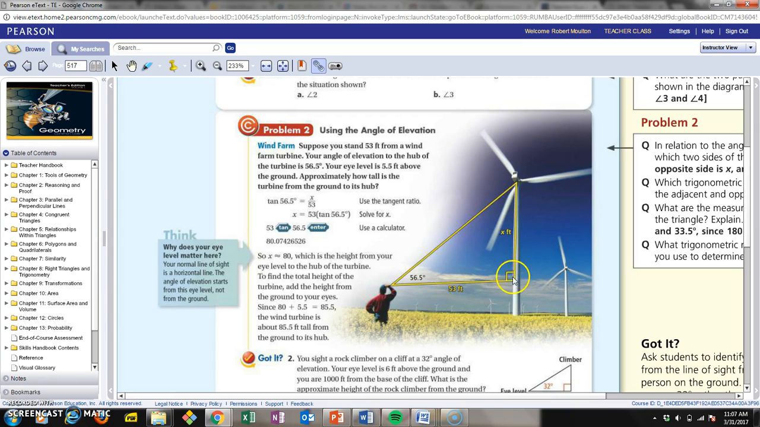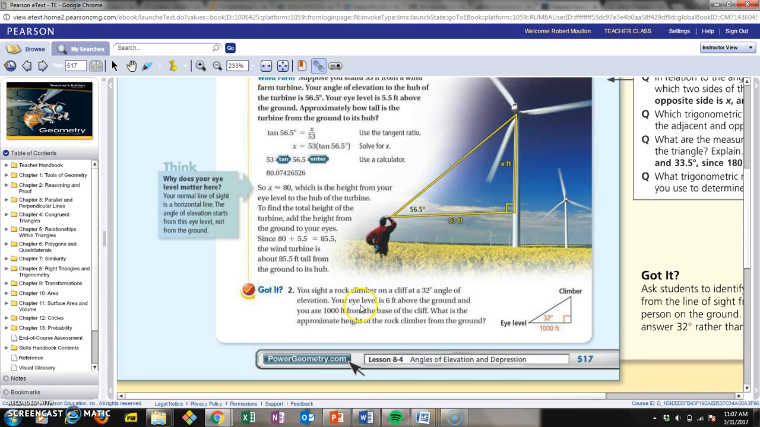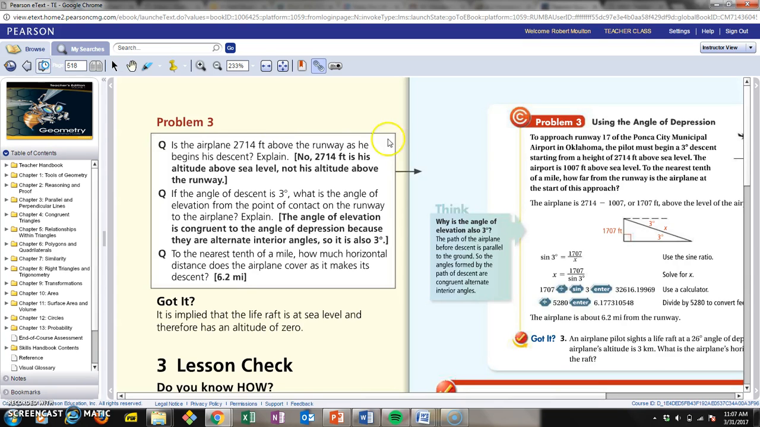So the x value is 80 feet, but what about this distance from the eyesight down? That was 5.5, so you add that to 80 and get 85.5 feet. Very good. I'll leave this problem here for you in case you're interested in pausing the video and trying that one. All right, on to the next page.